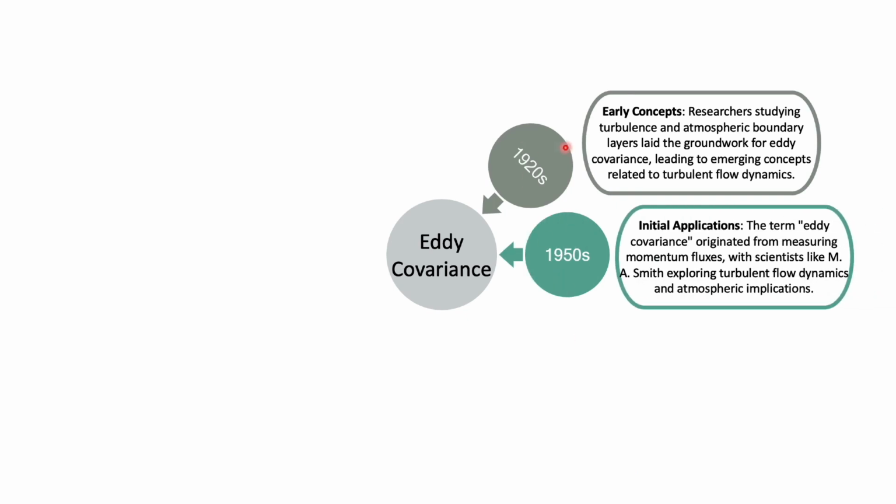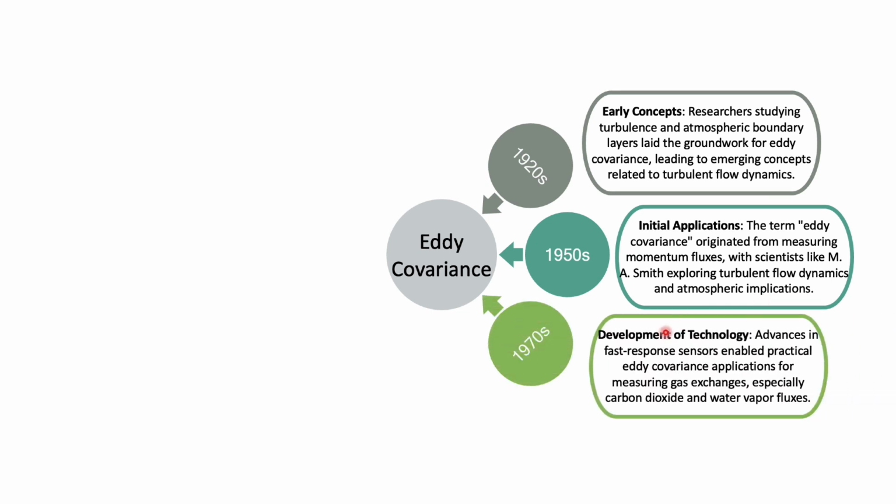So in the 1920s, the early concepts were developed. Researchers studying turbulence and atmospheric boundary layers laid the groundwork for eddy covariance. This led to the emerging concepts related to turbulent flow dynamics. So this is the starting point. Then initial applications: the term eddy covariance originated from measuring momentum fluxes. Scientists like M.S. Smith, who was exploring the turbulent flow dynamics and atmospheric implications, coined this particular name.